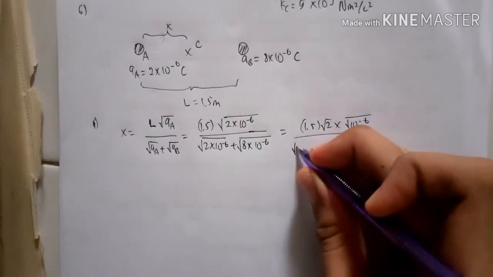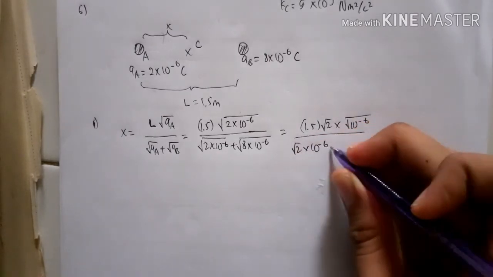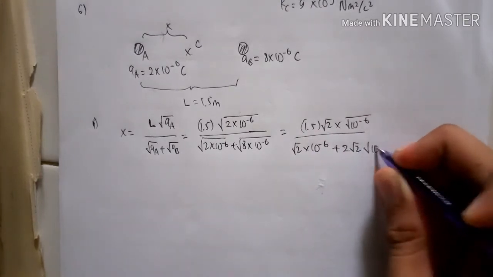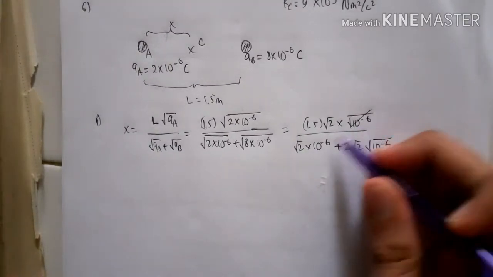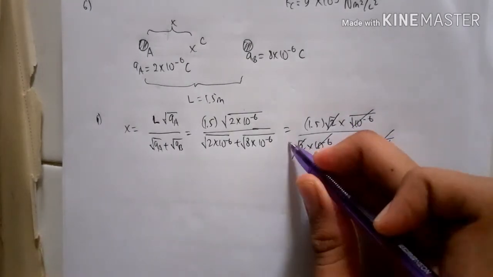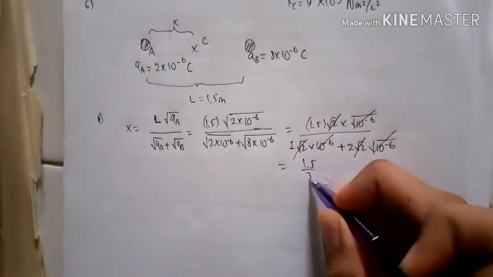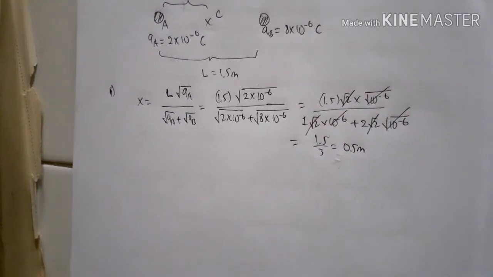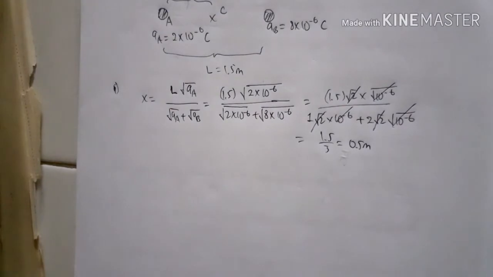And you know that root 8 is 2 root 2. So we can cross this and we cross this. So this is 1.5 over 3, 0.5 meters. So at 0.5 meters, the resultant electric field is 0.